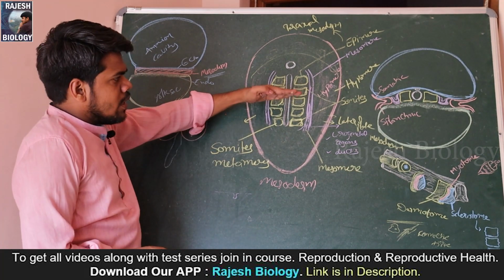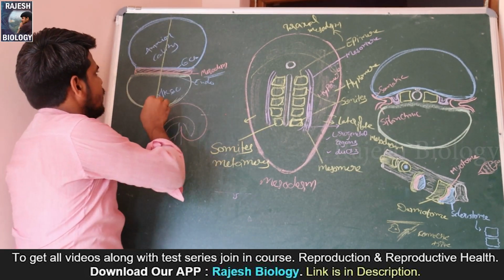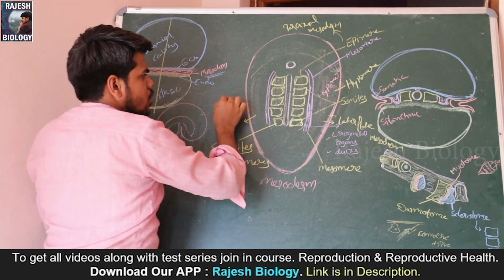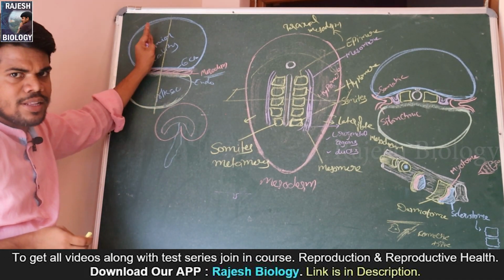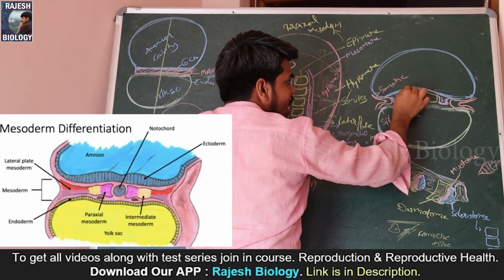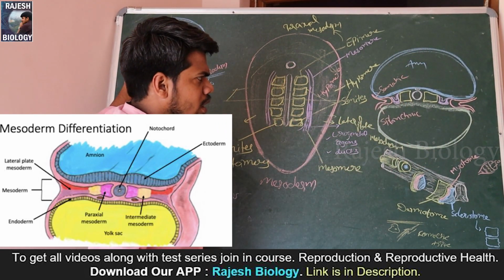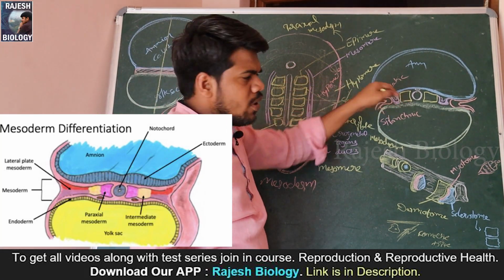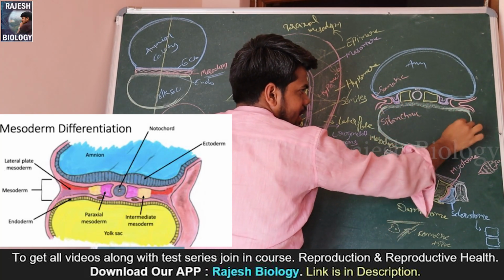If we observe this in a sectional view, if I cut the entire embryo in this manner and turn it like this, it looks like this. It is a side view. Here is the ectoderm, and from the ectoderm, the amniotic cavity. It is the endoderm, and from the endoderm, the yolk sac is like this.